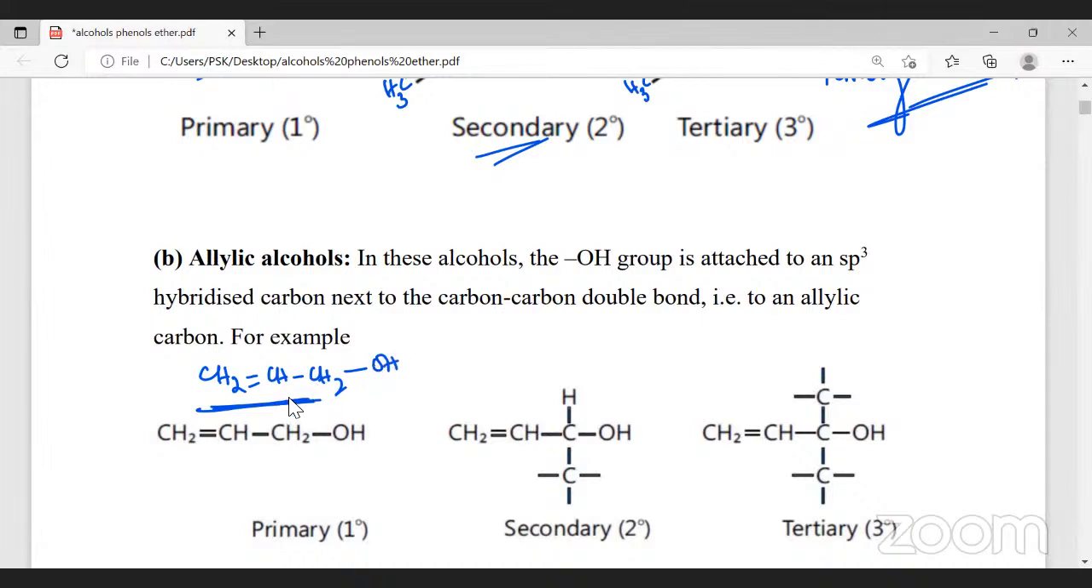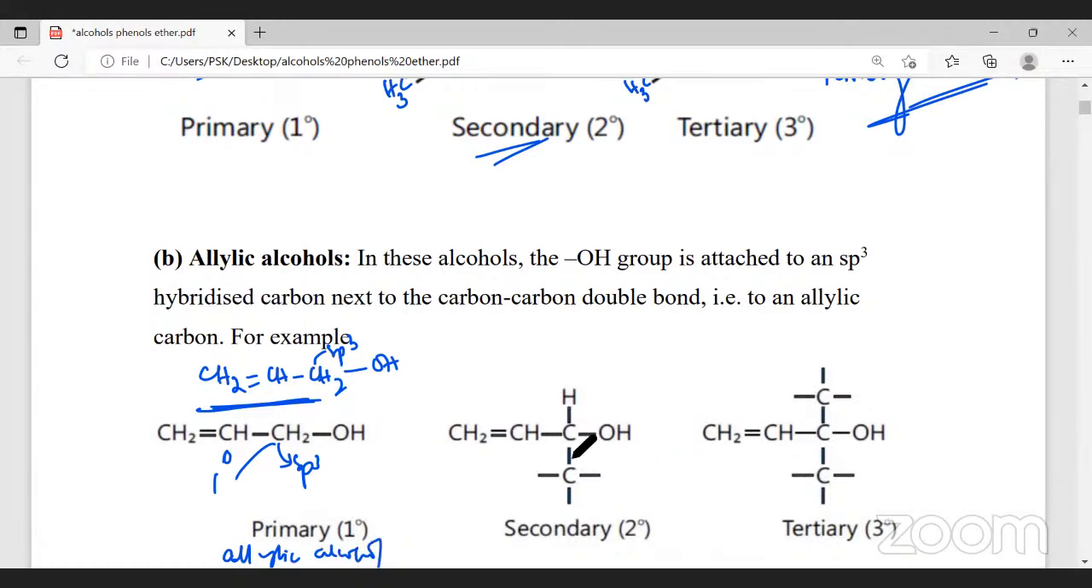See, this allylic alcohol is also classified into primary, secondary, tertiary. This is also sp3 hybridized. So in all we are learning so far, the carbon is sp3 hybridized only in the case of alcohols. Now this is an sp3 hybridized carbon atom. See, this carbon atom is also a primary carbon atom because this carbon is bonded to only 1 carbon. So this OH group bonded to a primary carbon atom will be called a primary allylic alcohol.